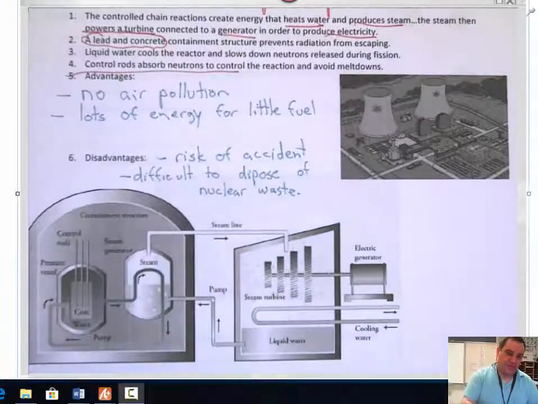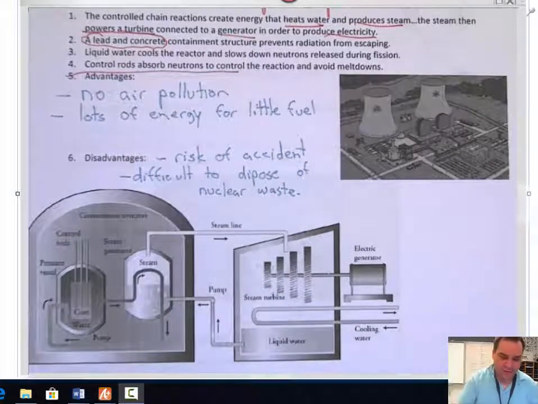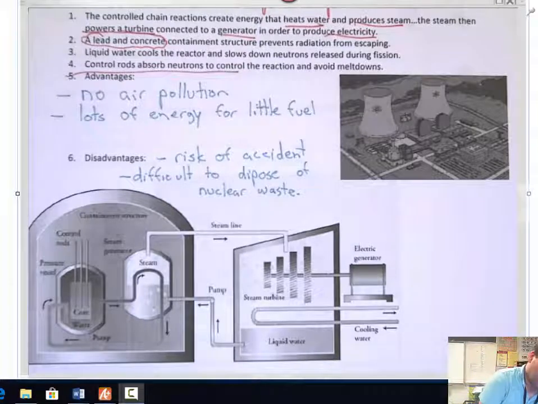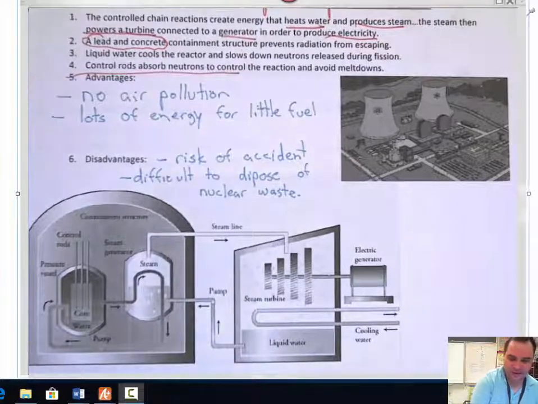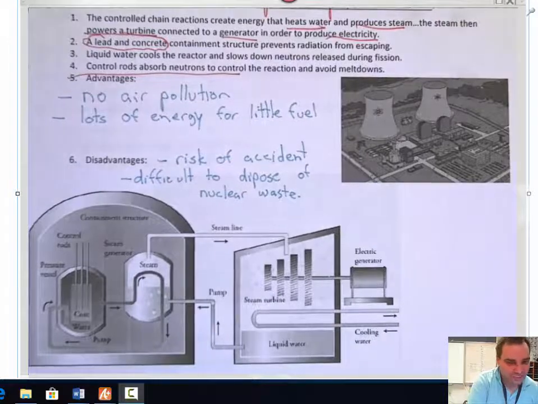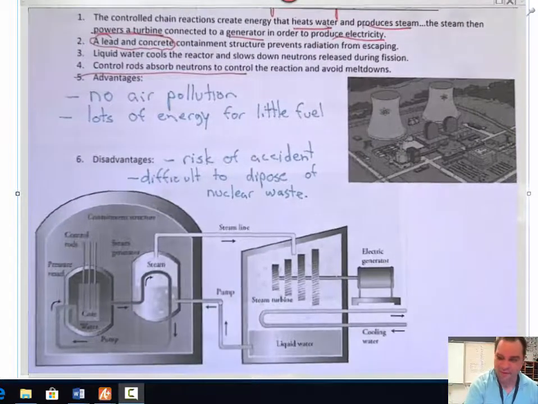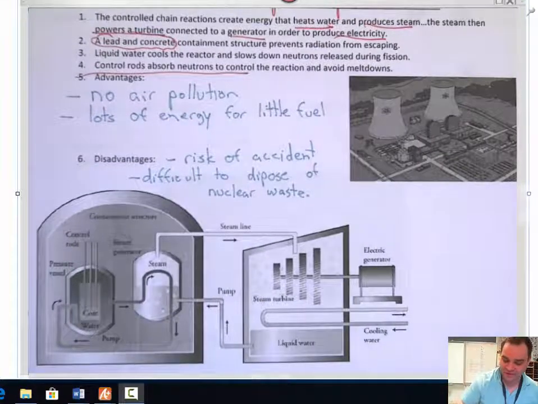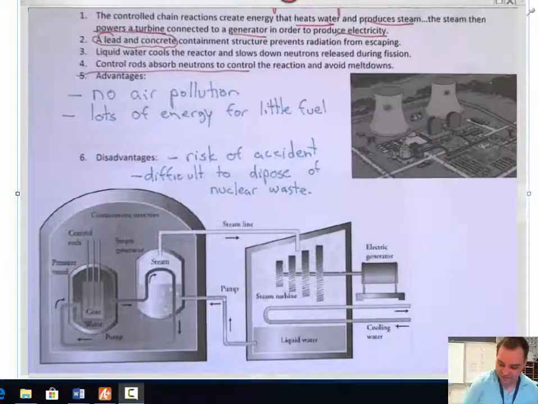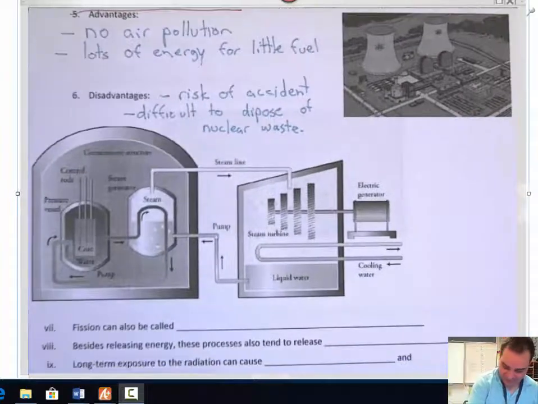It's usually stored at the nuclear power plant facility, or if they have a buildup of it, they send it to Yucca Mountain in Nevada. They put it on a train and ship it out there. They send it there because there are no people and no water basin, and then they just bury it underground. Fun stuff there.